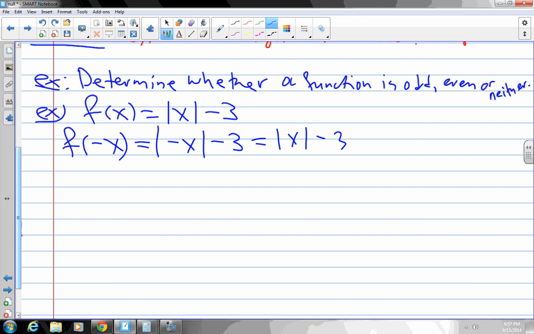Well, that looks like what I started with, right? That's my original function. Absolute value of x minus 3, that's precisely my original function. So I'm done. I was able to establish that f of negative x equals f of x. So therefore, that's an even function. And it's symmetric around the y-axis. I have f of negative x on one side, f of x on the other side, and there are a bunch of equal signs in between. I just picked on one of them. Doesn't matter. I do have established equality between both expressions. So therefore, f is even.